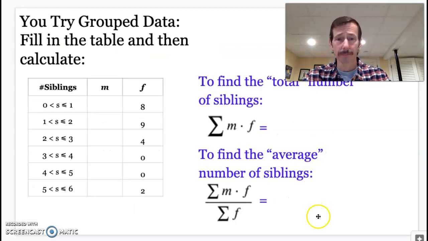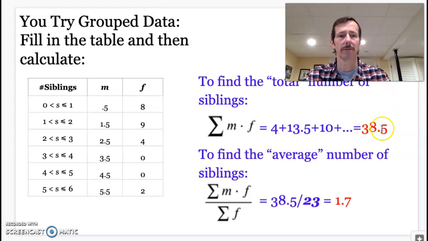All right, pause it. You try it for the sibling one. All right, here's what you should have gotten for the sibling answers. Hopefully you unpaused it. Again, about 1.7 siblings. Again, this is not actually a continuous variable, so I'm kind of just using your data, cheating it a little bit, but just so you can see how this process works.